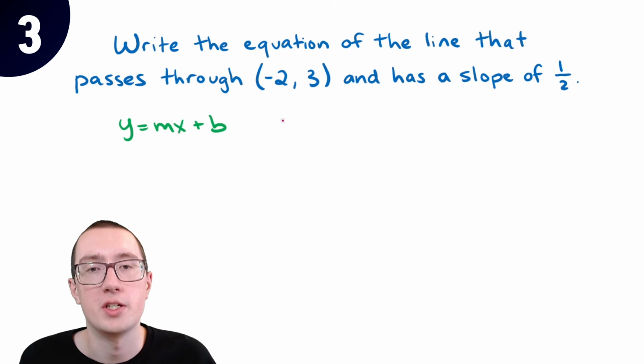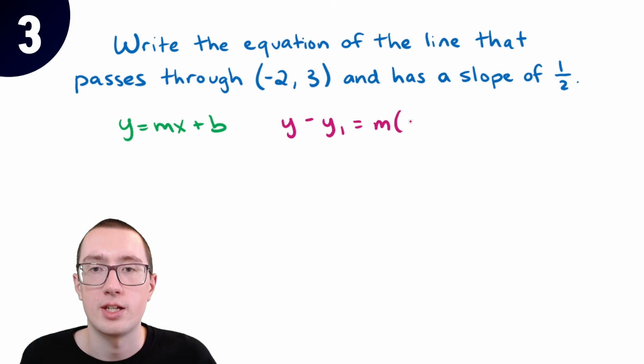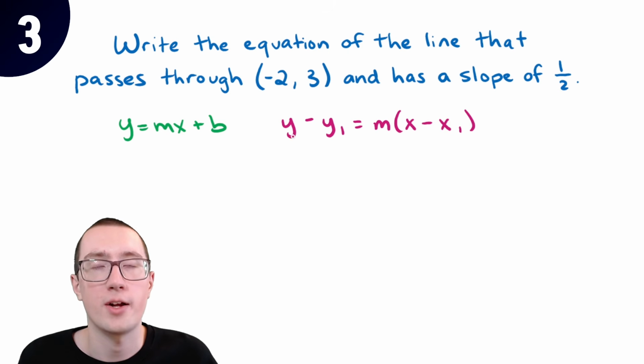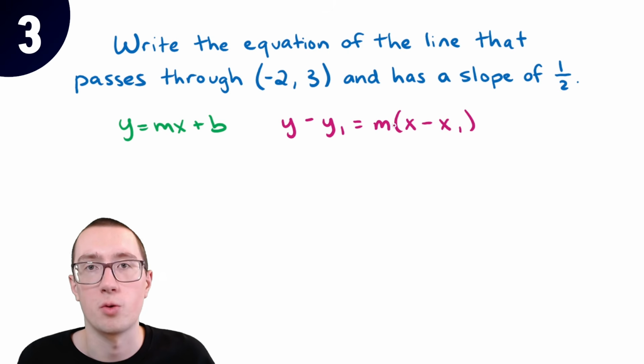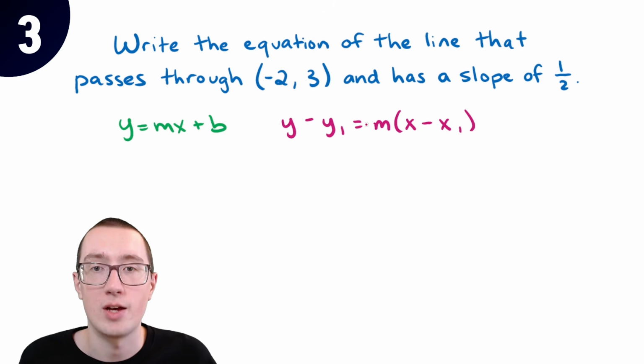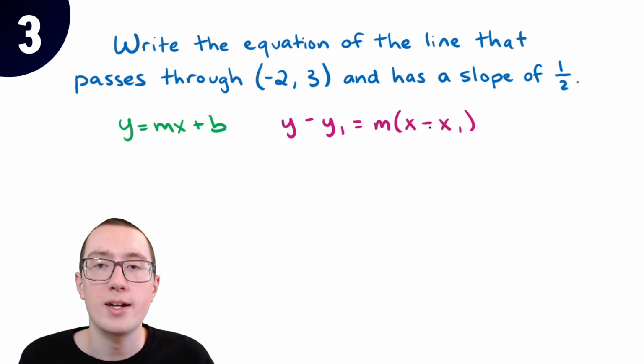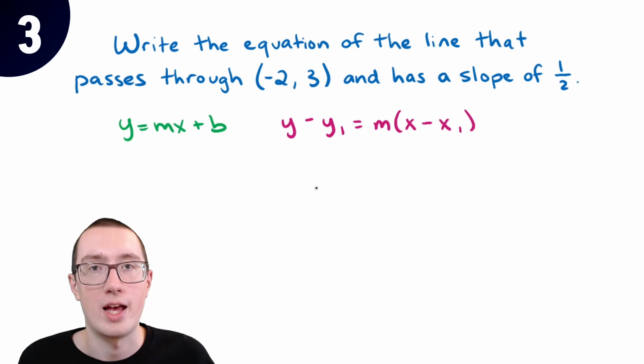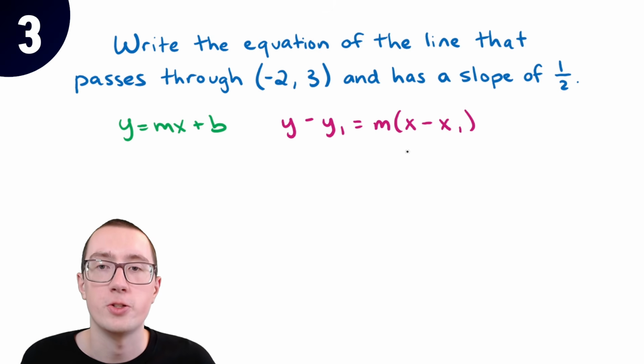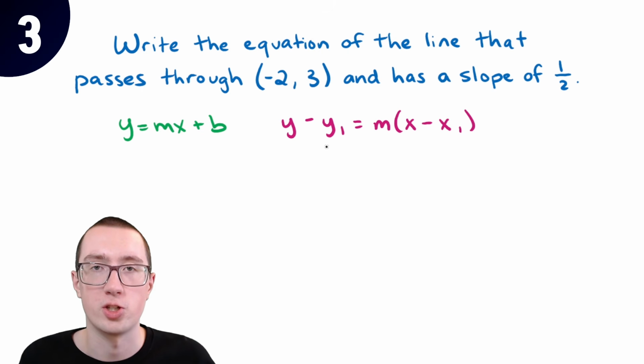So point slope form is y minus y1 equals m times x minus x1. So x and y are going to stay the same, just like before, where we just leave them in the equation. m is equal to the slope, just like before. But y1 and x1 are going to be equal to a point on the graph. So let's go ahead and use point slope form to write the equation of our line. So y is going to stay the same, and that's going to be minus y1, which is the y of a point on the graph.